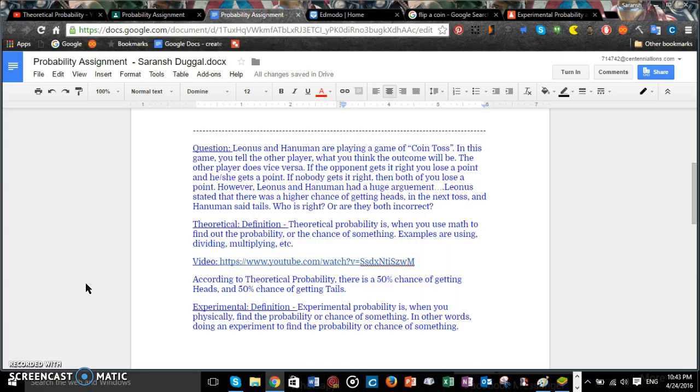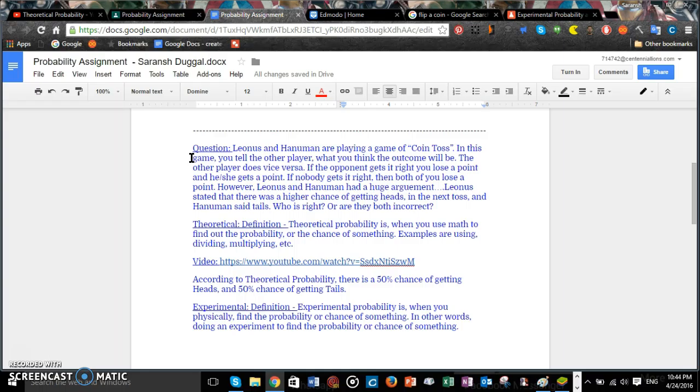So first, let's talk about the question we are going to be answering and doing the experiment on. The question is: Leonis and Hanuman are playing a game of coin toss. In this game, you tell the other player what you think the outcome of the coin will be. The other player does vice versa. If the opponent gets it right, you lose a point and he or she gets a point. If nobody gets it right, then both of you lose a point.